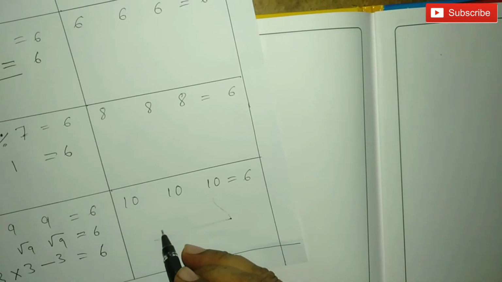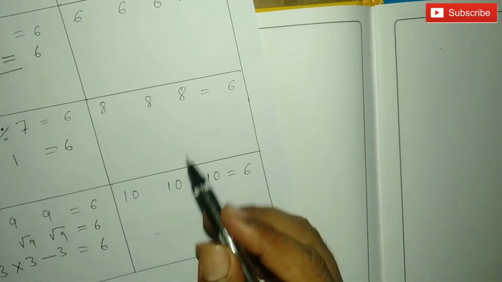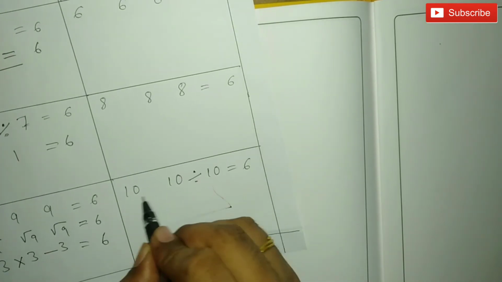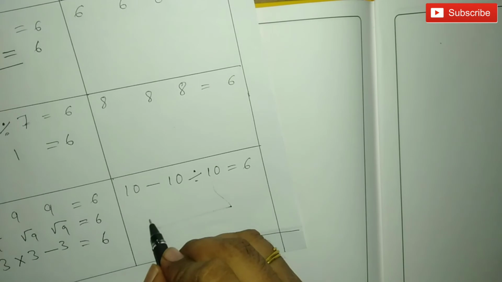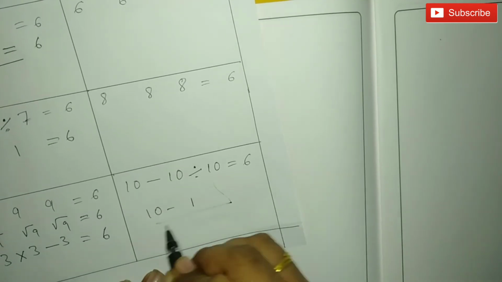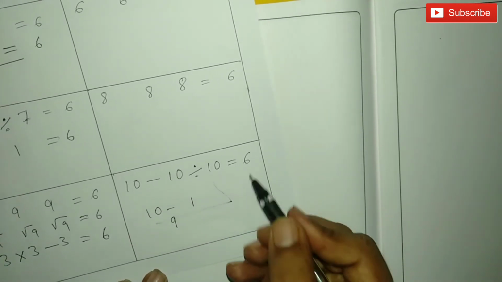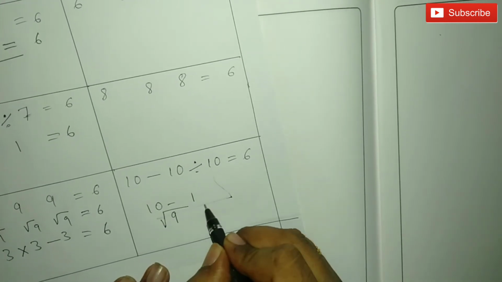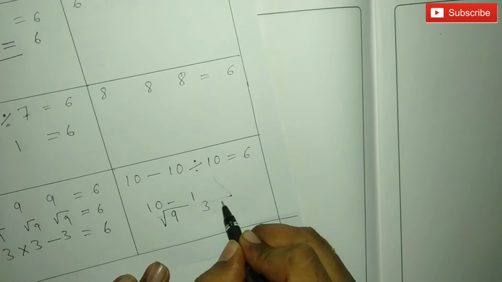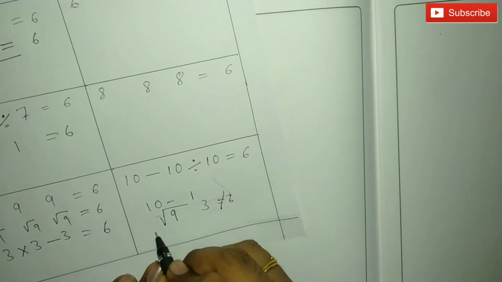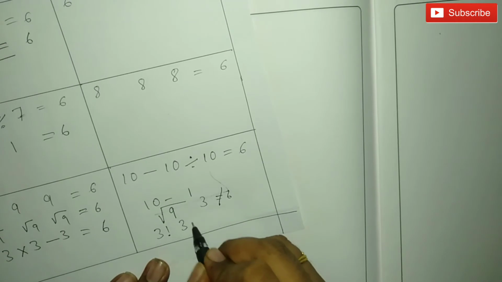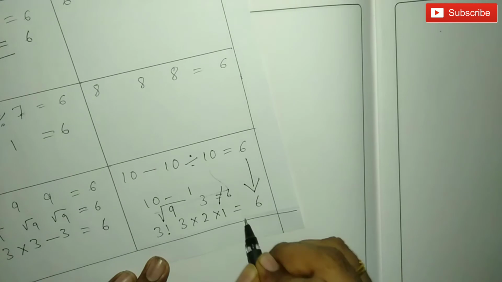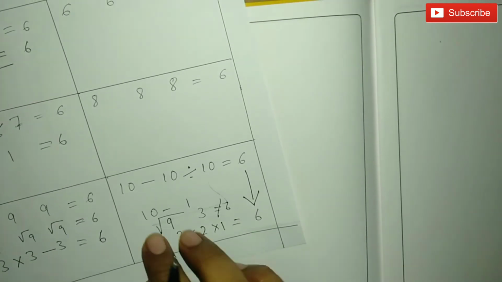For 10, okay, we will be solving it like this. For 10 we will take division and then subtraction. Simple. 10 minus 1 equals 9. 9 is not our answer, so what do we have to do? We have to put root. Root of 9, we all know, is 3. 3 is also not equal to 6, so we have to take it as 3 factorial, that is 3 into 2 into 1. Now we get our answer as 6. Isn't it so simple? Okay, fine.